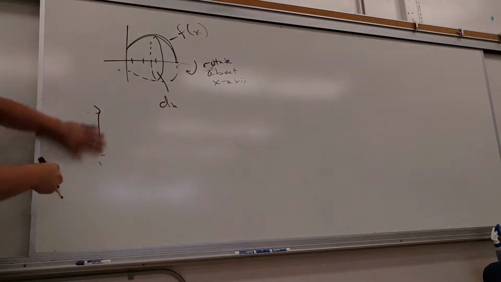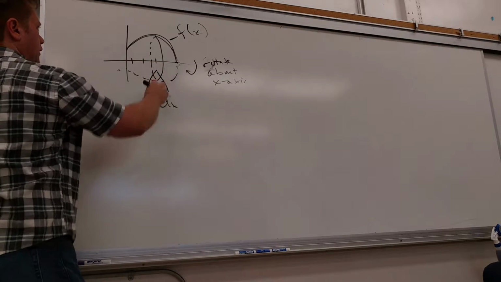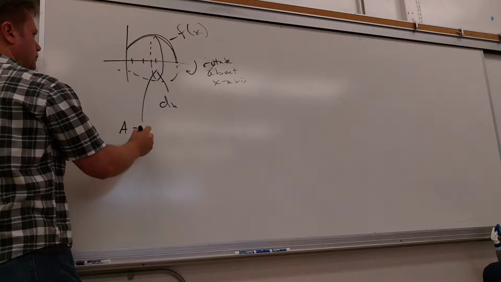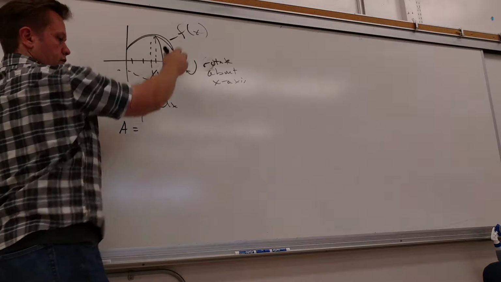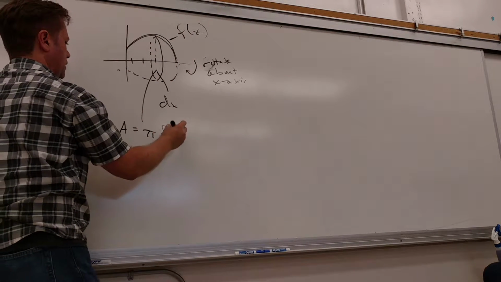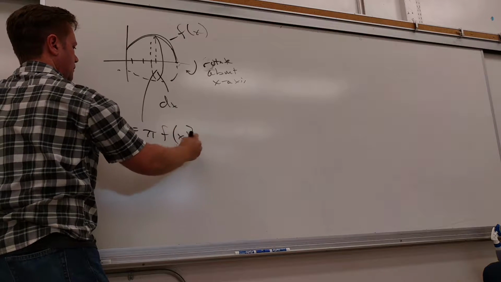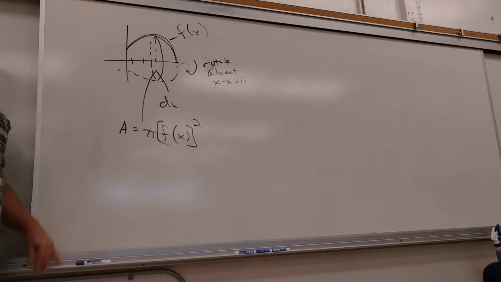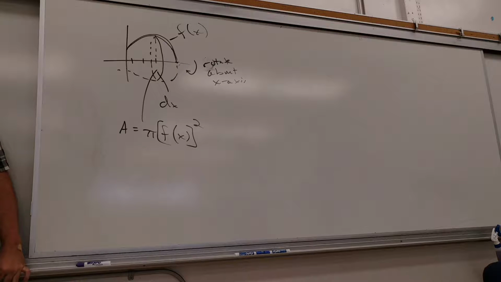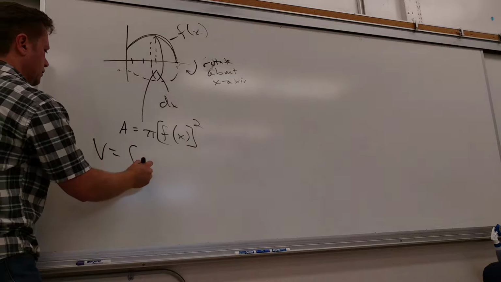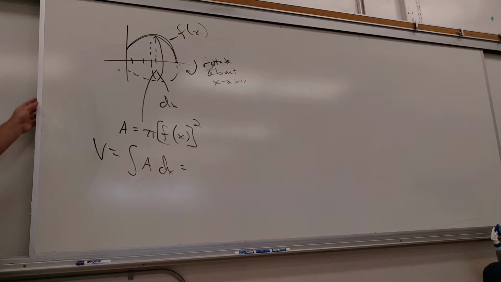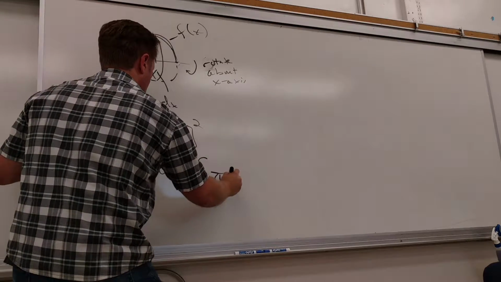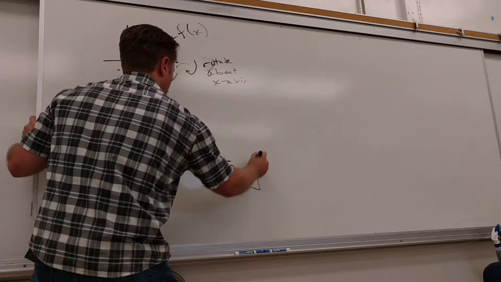So what's the area of any circle, of any of these disks? What's the area, and what's the r? Yeah, so the area of any of these is going to be pi times f of x squared. We just write it like that to be really clear. And so if I want the volume, I integrate the area over the entire range of x's, so I end up with the integral of pi f of x squared dx.